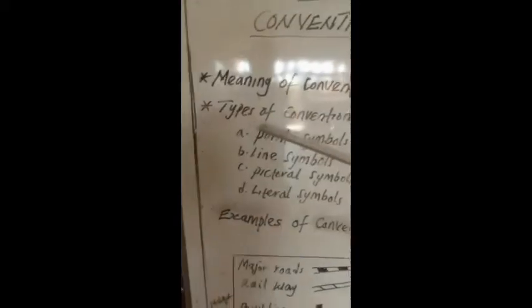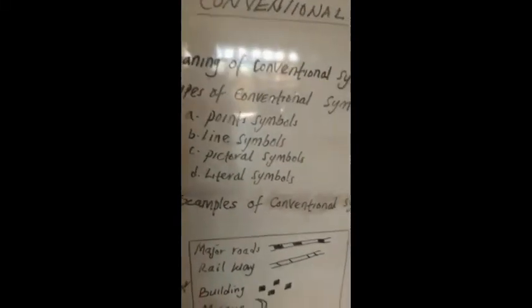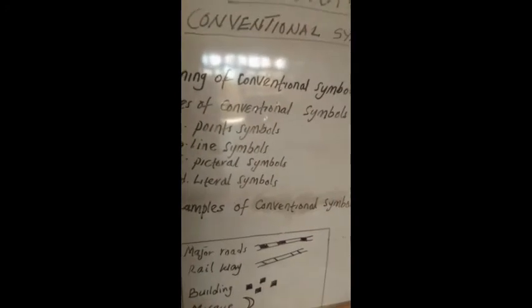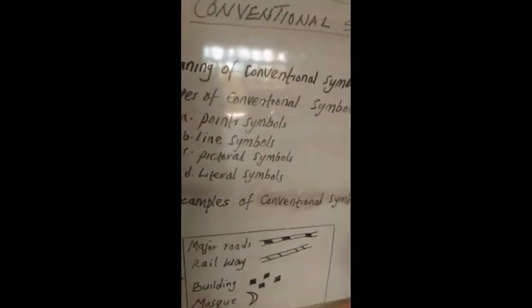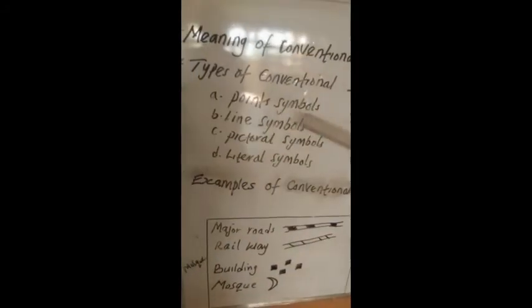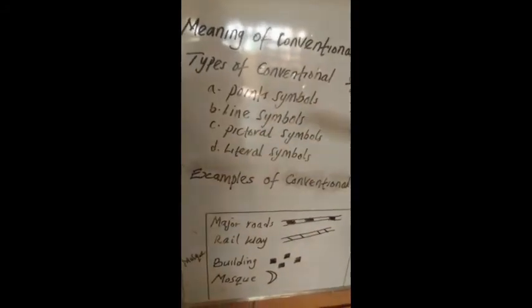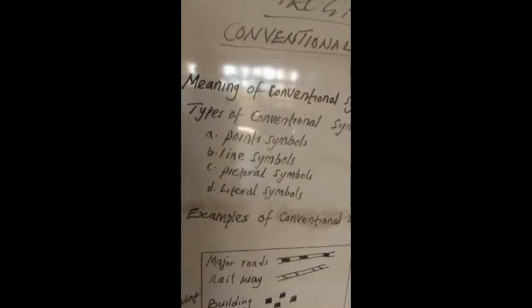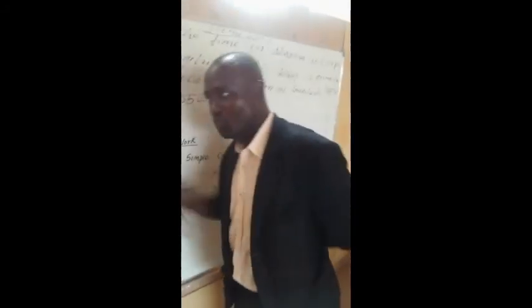Now let's go to the types. Types of conventional symbols. There are four common types of conventional symbols. One is point symbols. Point symbols simply refer to the type of conventional sign symbols where we use points or dots.